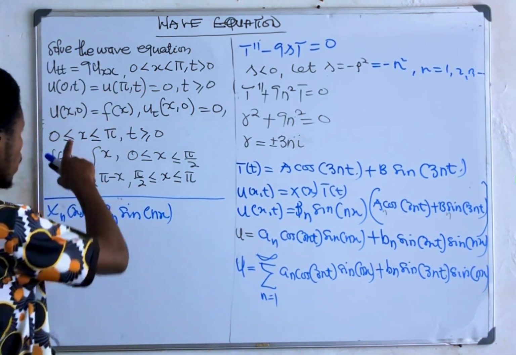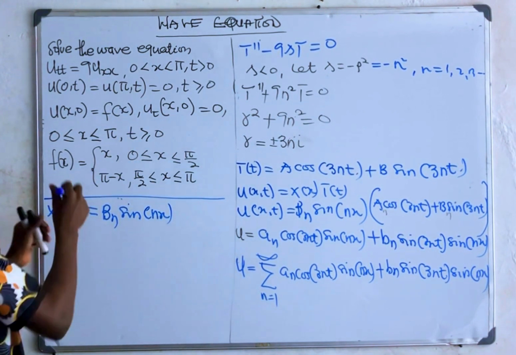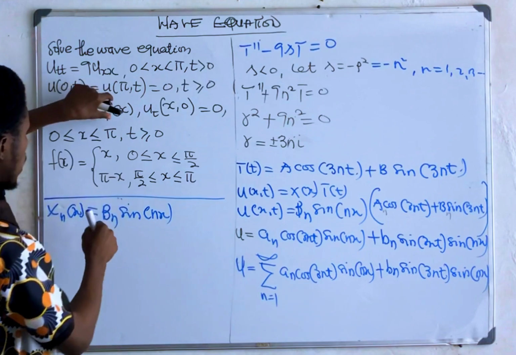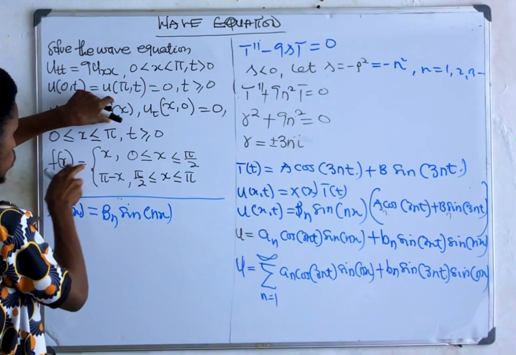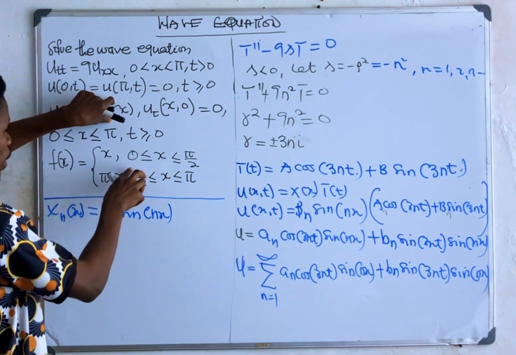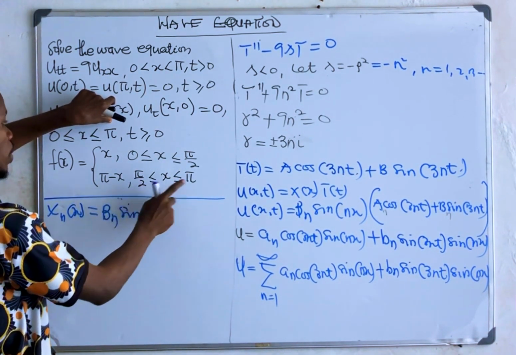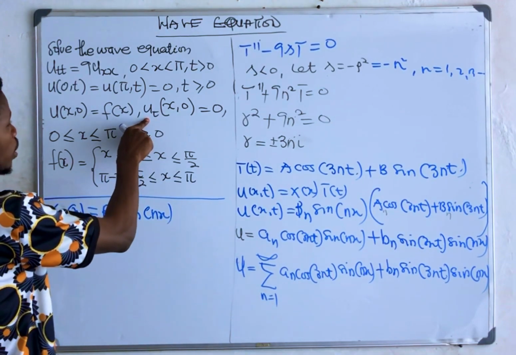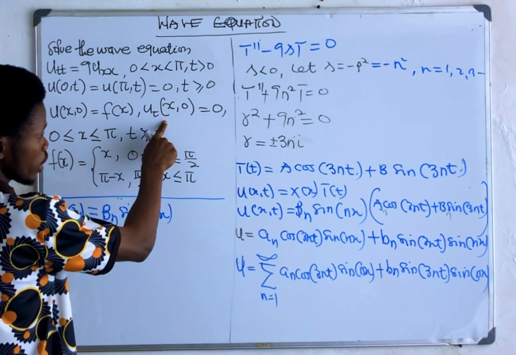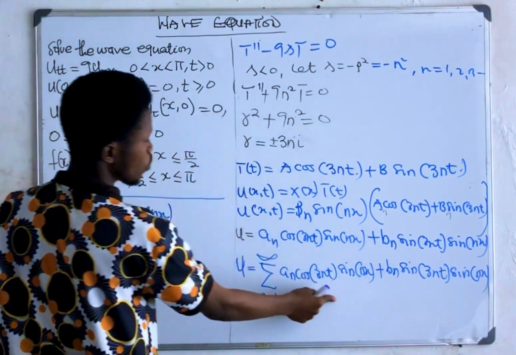So let's use this one. This is the initial condition. Let me explain this initial condition for you. This is u(x, 0) equals f(x). Where is the f(x)? This is the f(x). The f(x) is equal to x or pi minus x, and it has been defined for the limits. This is the lower limit, this is the upper limit here. And the second one, u_t, means that you have to differentiate this one with respect to t. That is, you take the whole of this, you differentiate it with respect to t.